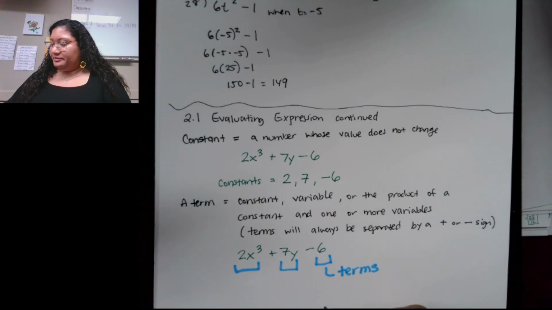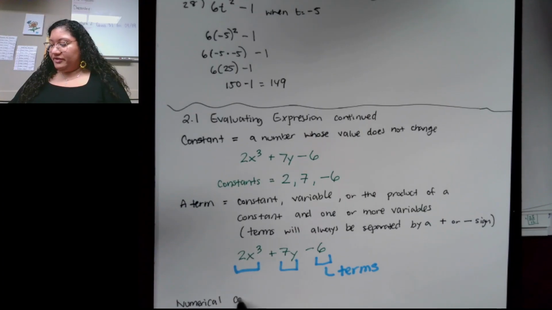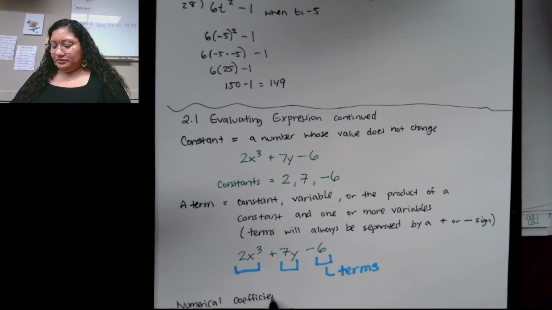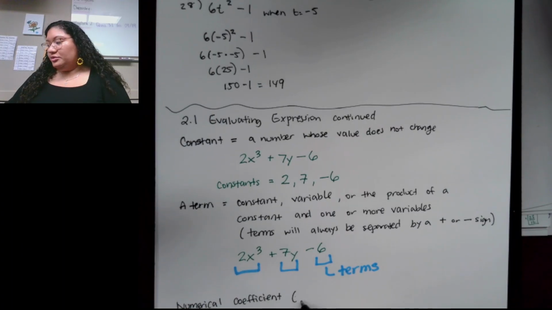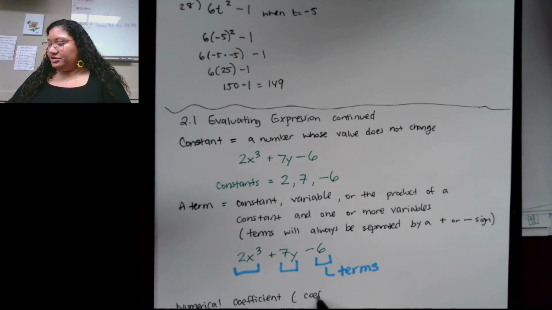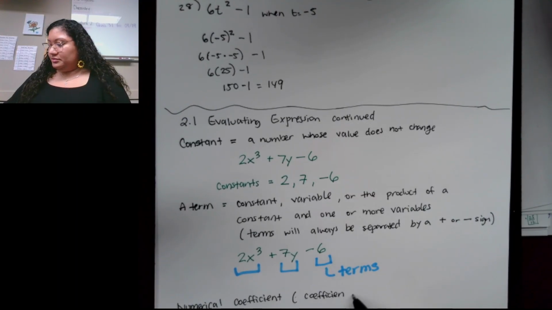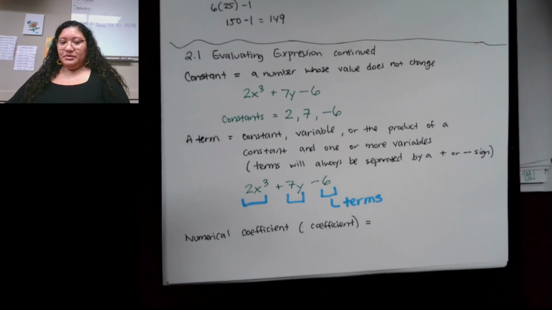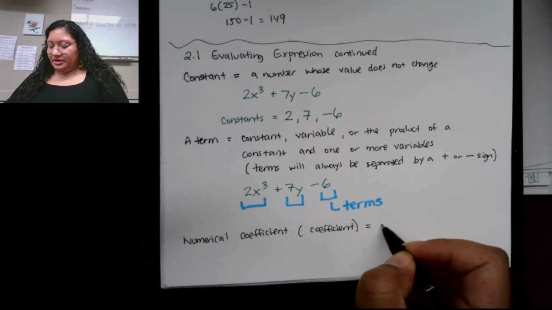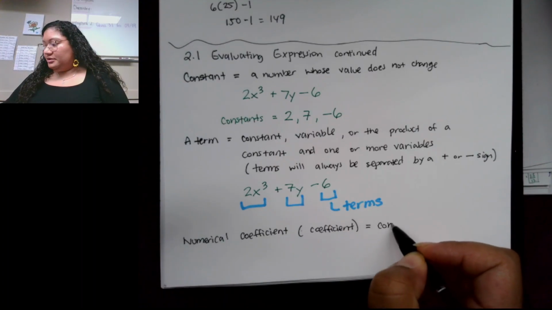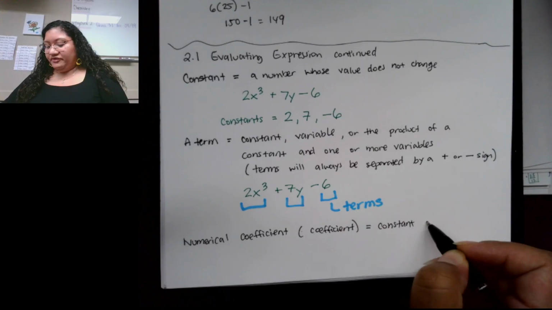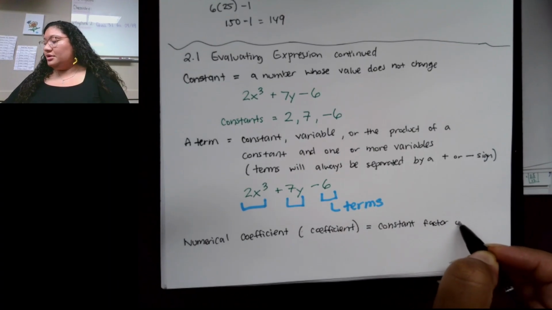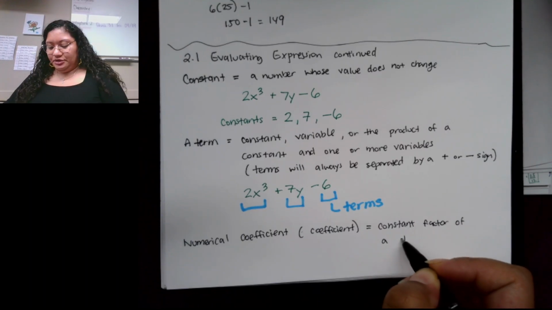Now, let's go into what is our numerical coefficient, or normally called just our coefficient. This is specifically the constant factor of a term.